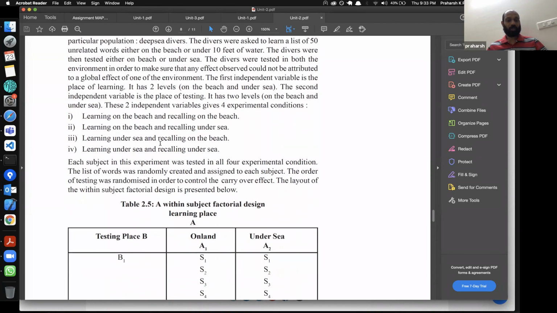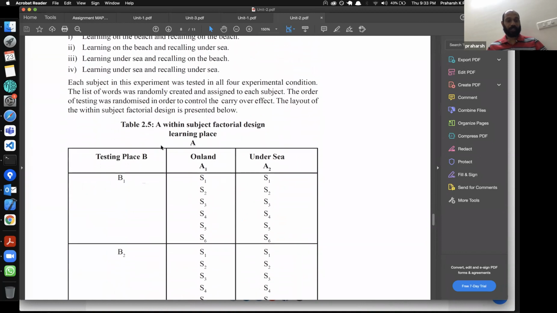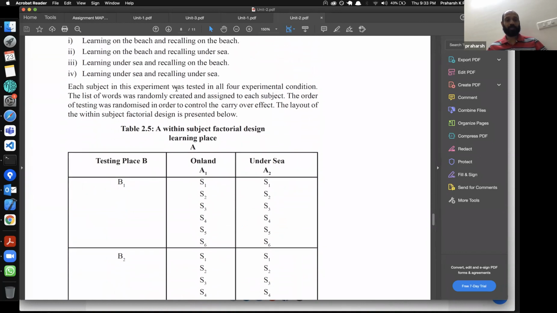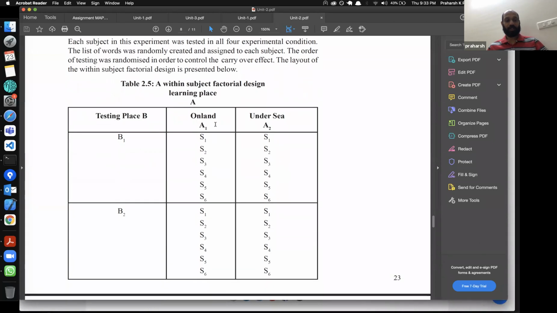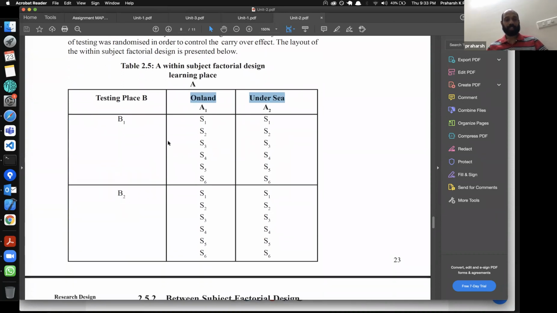So if we view it as a 2 by 2 matrix again, each subject in this experiment was tested. Now we have 6 subjects here. A1 and A2 are the 2 levels of one factor, that is for studying, and B1 and B2 are the 2 levels of the second factor, which is where the recall was asked. And we have 6 subjects.